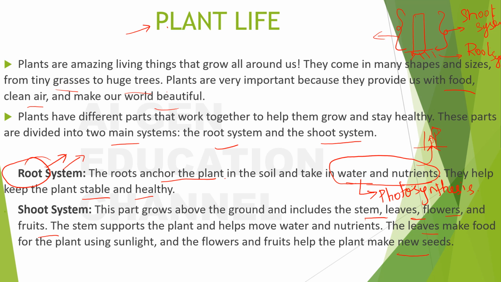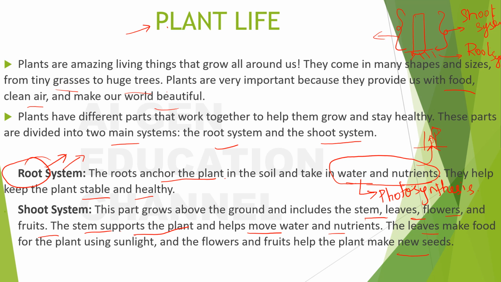See, every part of the plant has its own functions, right? So we will see one after the other what the functions of a leaf are and what the functions of flowers and fruits are. Everything we will look into. For now you just remember that the stem supports the plant and helps move water and nutrients.